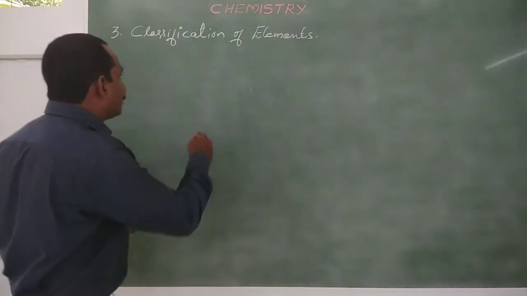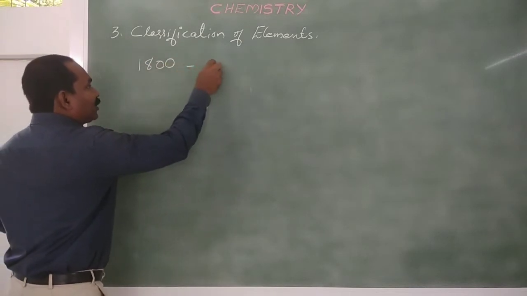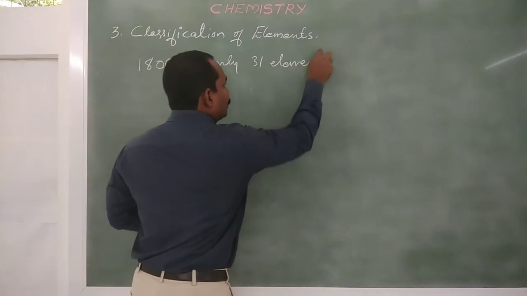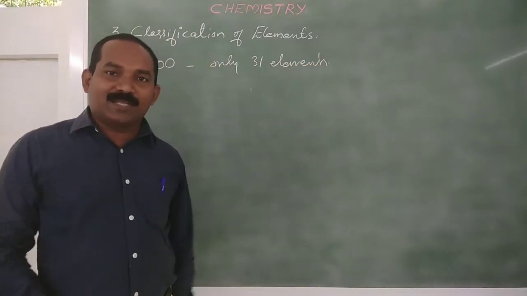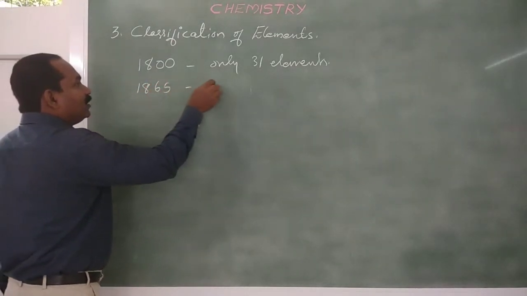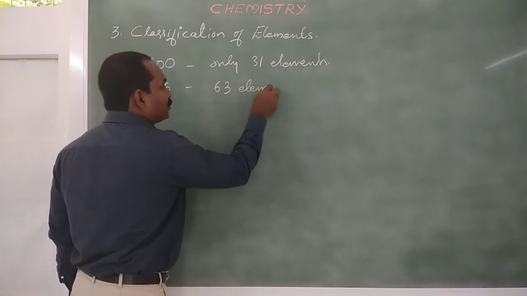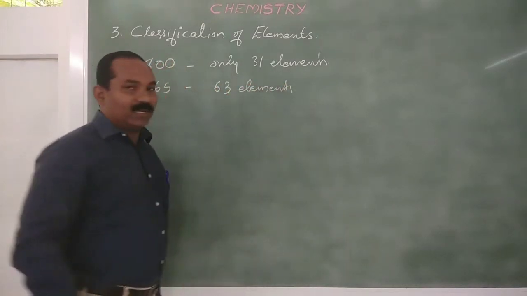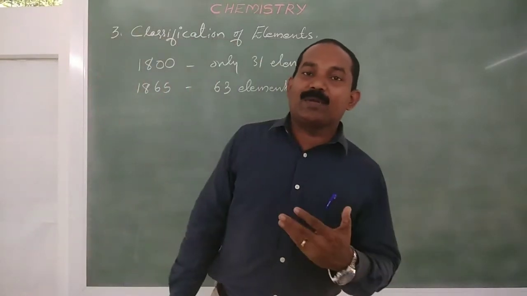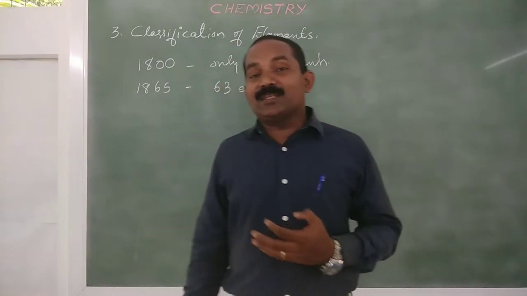In 1800 there were only 31 elements. But in 1865 the number of elements was 63. 63 elements were found. Almost double, more than double the number of elements were discovered or identified in 1865.